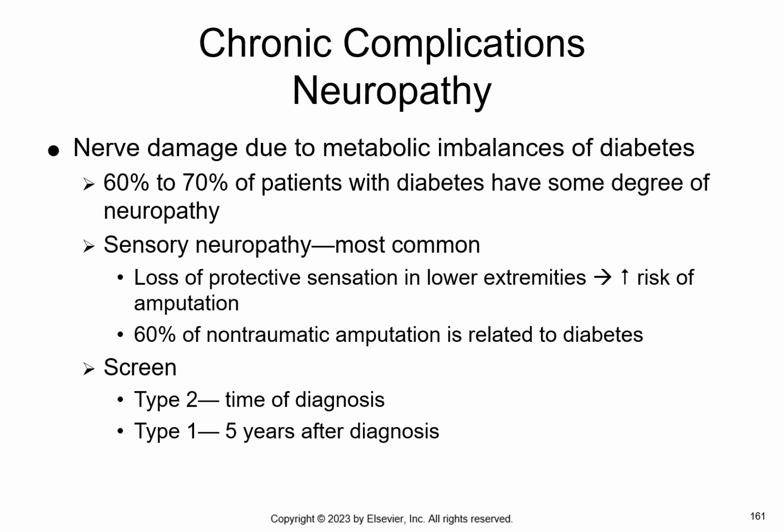Let's look at the slide a little bit here. We went through the statistics and the sensory area of it, the neuropathy, most common. Loss of protective sensation on the lower extremities leads to a risk of amputation. And then we screen type 2 at time of diagnosis, and type 1, 5 years after diagnosis.